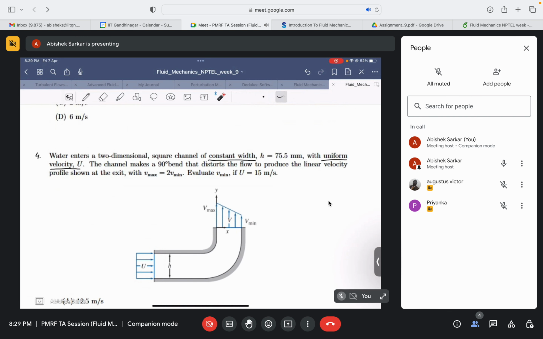The channel makes a 90-degree bend that distorts the flow to produce a linear velocity profile as shown at the exit. Now it's not uniform. It's a linear velocity profile at the exit with Vmax equal to 2 Vmin. Now we need to evaluate Vmin if u is equal to 15 meter per second.